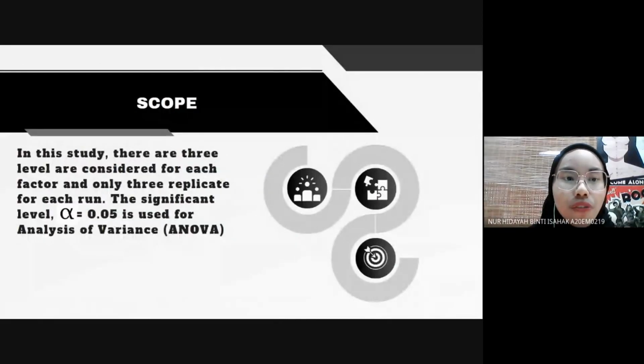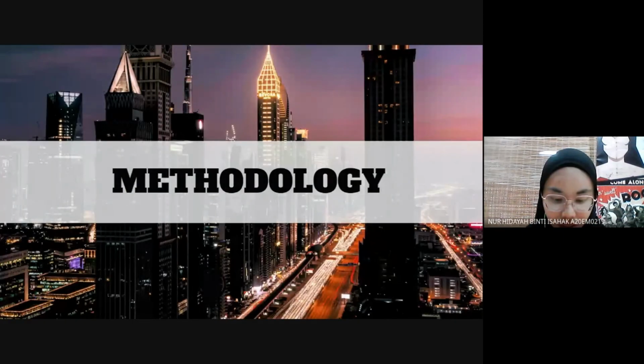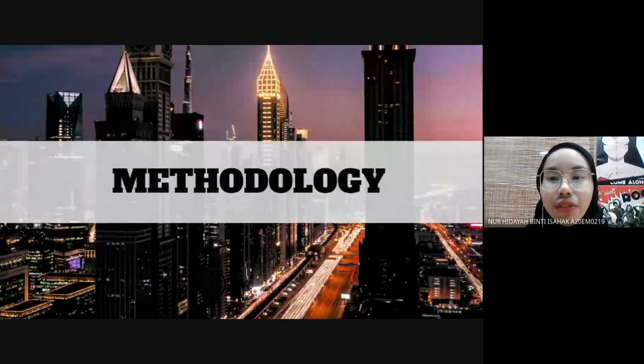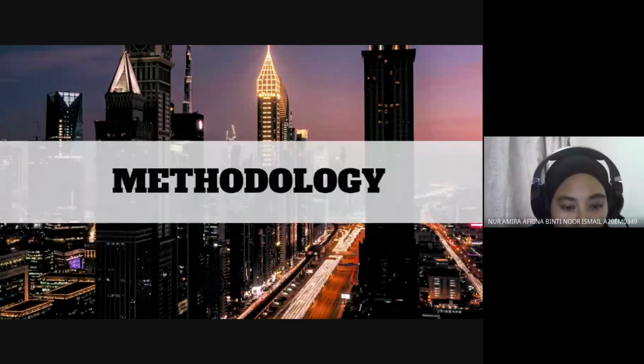The scope for this study is that three levels are considered for each factor and there are only three replicates for each run. The significance level alpha equal to 0.05 is used for analysis of variance, or we call it ANOVA. So next, I will pass to Amira for the next presentation. All right, thank you, Daya.